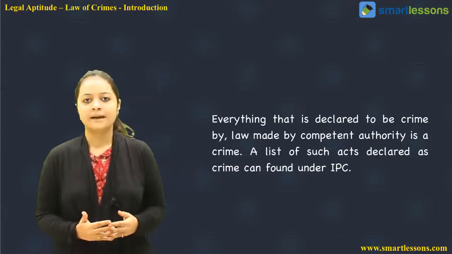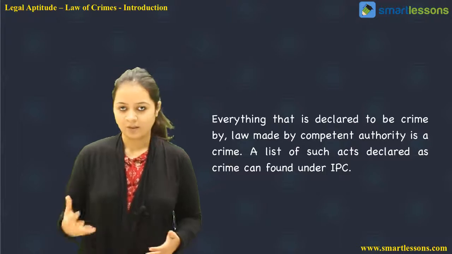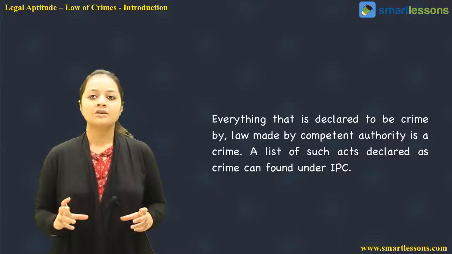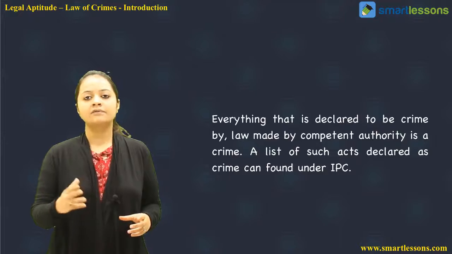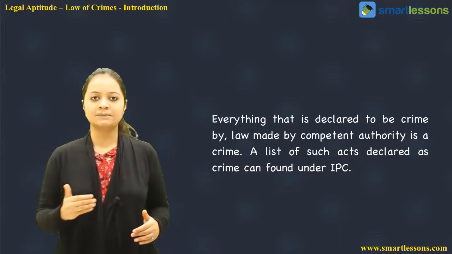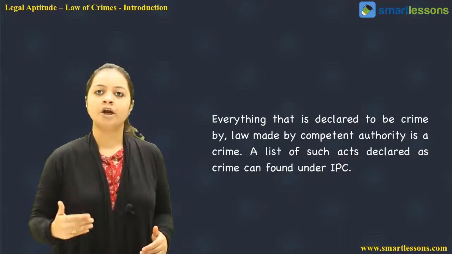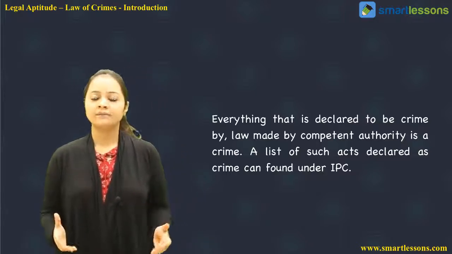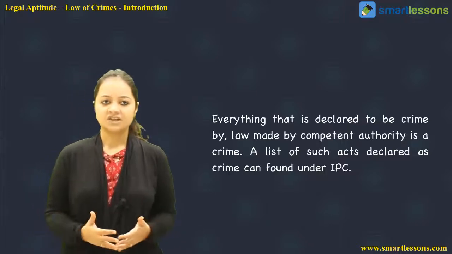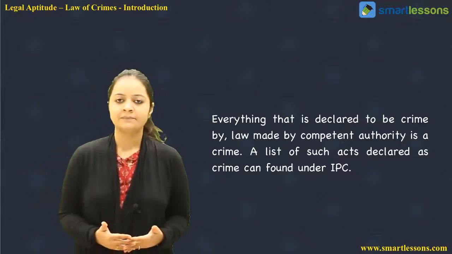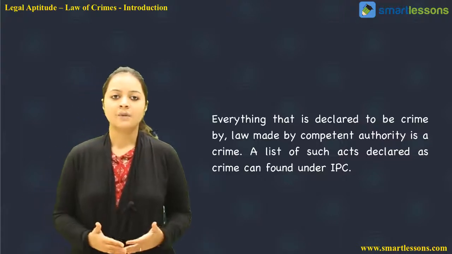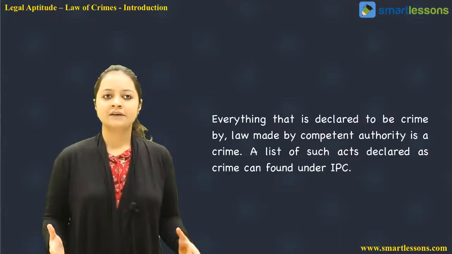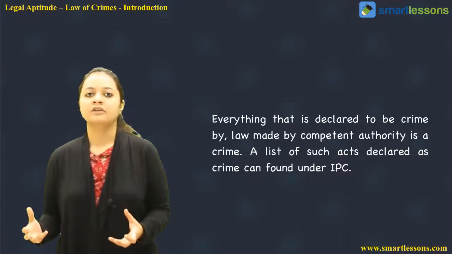Everything that is declared to be a crime by law made by a competent authority is a crime. So anything which is against the law and which is laid down by the competent authority, and you do not have to go beyond the boundaries of this law, and if you try to do anything which is beyond the powers or the authority of that particular law, it is said that you have committed a crime, and for every crime there is a punishment under law. A list of such acts declared as crime can be found under the IPC, the Indian Penal Code. The Indian Penal Code is one of the major important acts pertaining to our criminal law, which gives us the crime and defines the punishment for that particular crime.